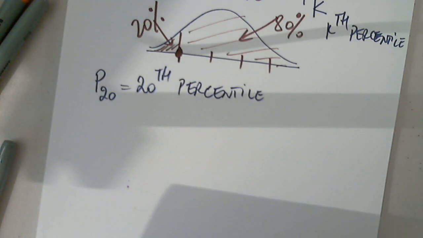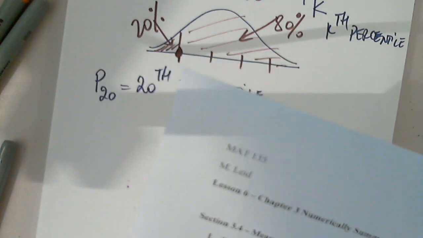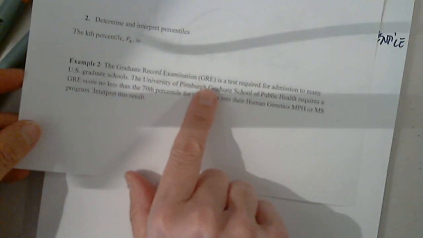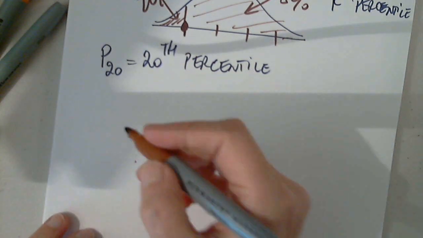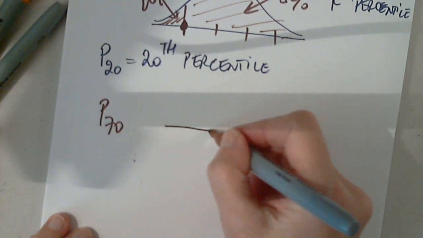So an example, which we don't have to do anything, I just copied it for us to understand what it means. The GRE is a test required for admission to many U.S. grad schools. The University of Pittsburgh Graduate School of Public Health requires a GRE score no less than the 70th percentile for admission. So where will the 70, so P70, be?